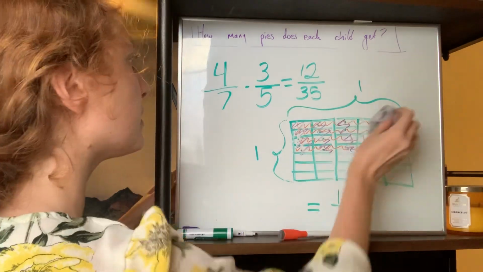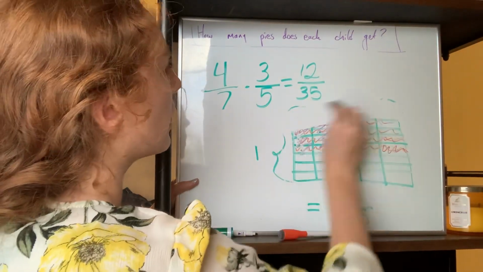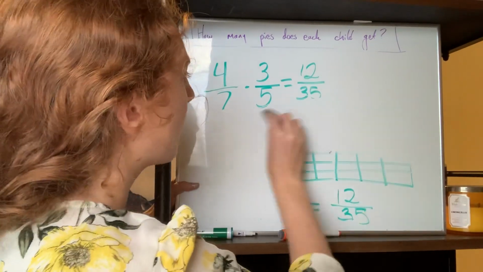Alright, now what if we had something, let's do one more like this, and then we'll do one that's a little bit trickier.